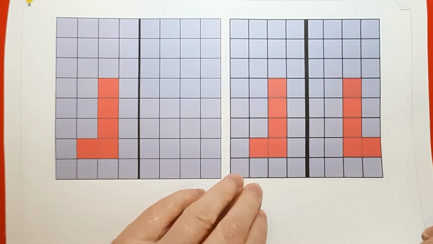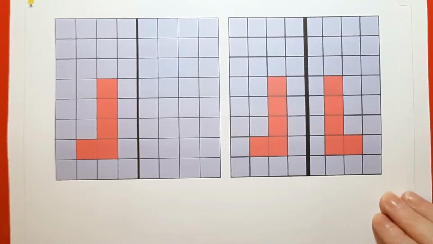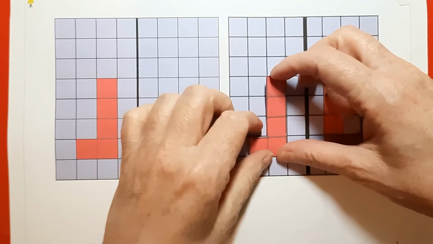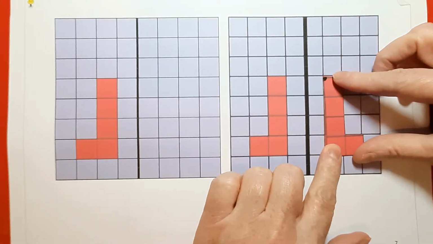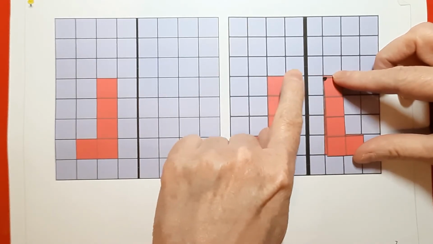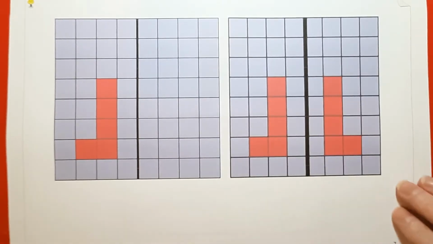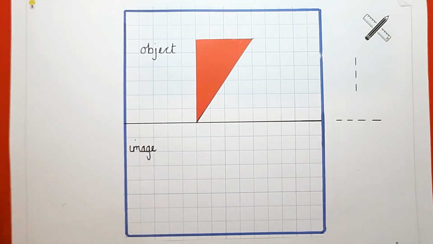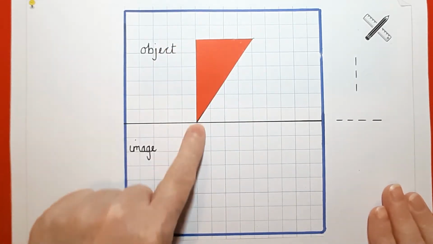Let's see if the final child got it correct. So here we can see, here's the original object. The child has remembered to flip the shape, and they've also got the vertices the same distance away from the mirror line. So they've flipped it and drawn it in the correct position. Well done. Now let's have a look at this right-angled triangle that you can see here.